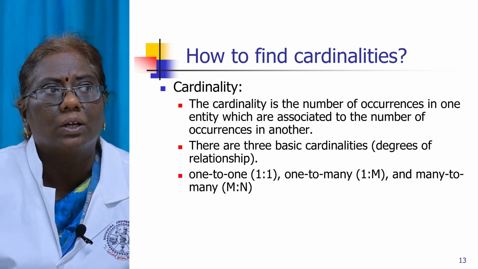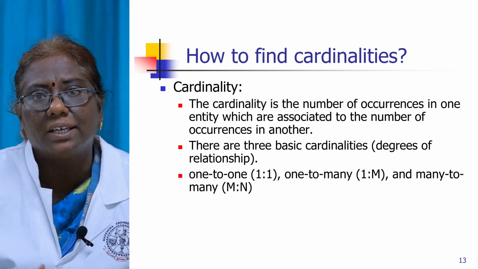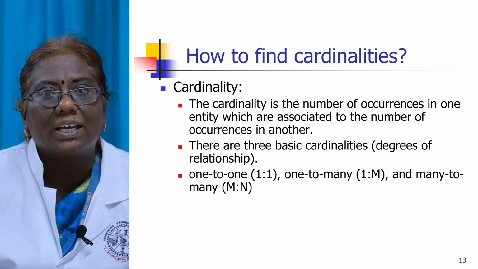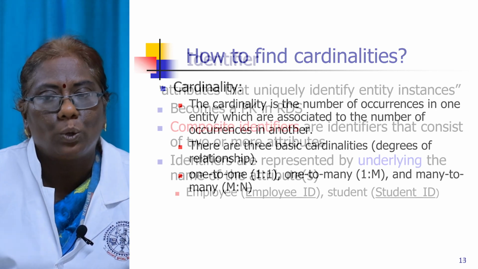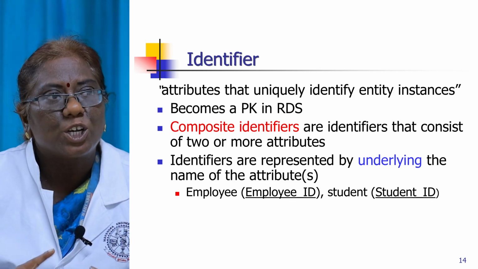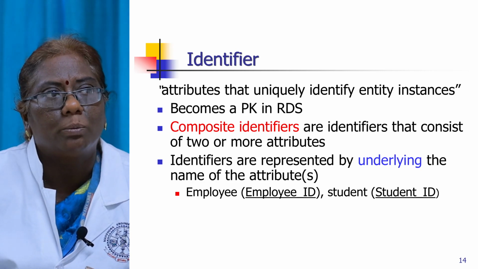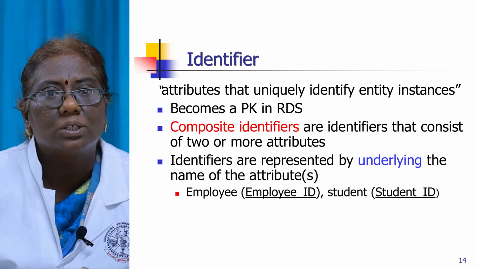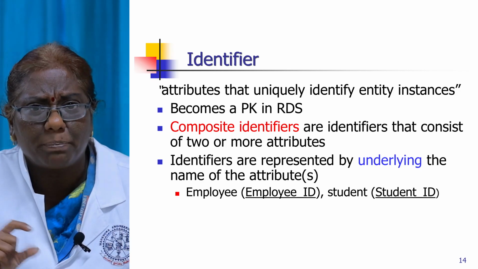Next is cardinality. Cardinality is the number of occurrences in one entity which are associated with the number of occurrences in the other entity. There are basically three types of entity cardinalities, or we can say degrees of relationship: one-to-one, one-to-many and many-to-many. Next, identifier. Identifiers are attributes that uniquely identify an entity instance. It is always the primary key in an RDBMS, and a composite identifier is an identifier that consists of two or more attributes. Identifiers are normally underlined by a line.